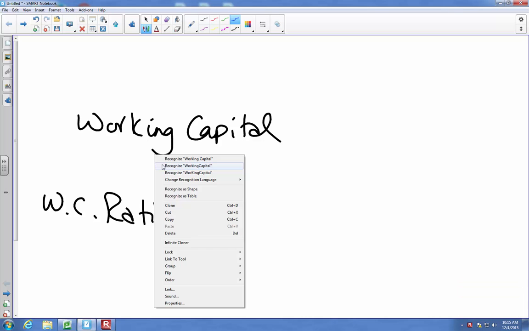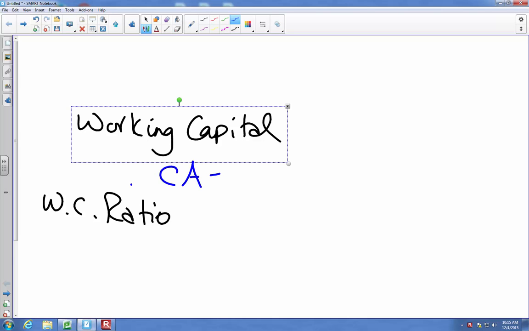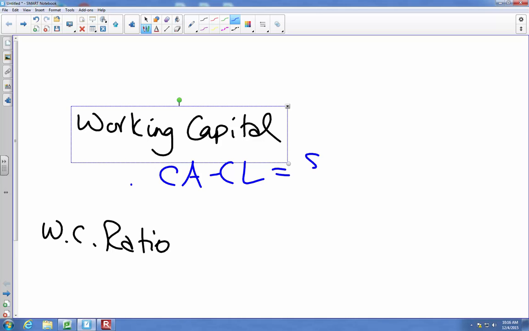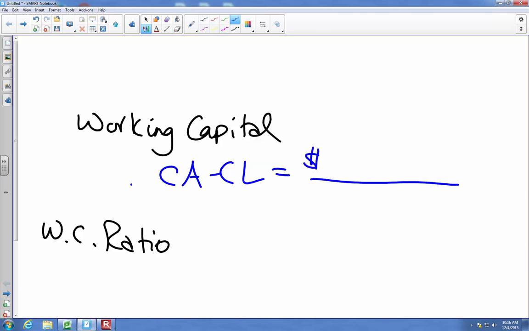So working capital is simply current assets minus current liabilities. And it is quoted as an absolute dollar amount. And working capital, the actual number, is the amount that a company has to meet its current obligations, its current debts. So obviously, this is saying if I liquidated all my current assets and paid off all my current debts, how much would I have left?